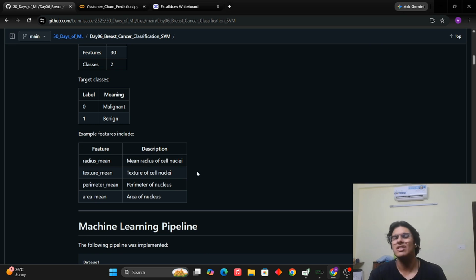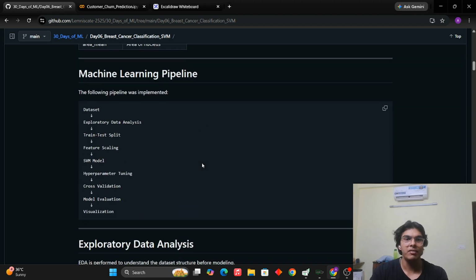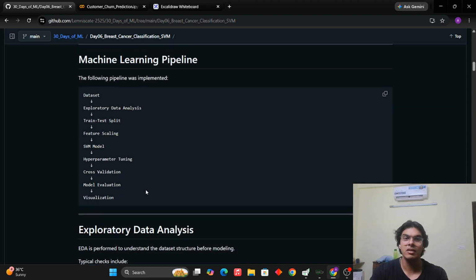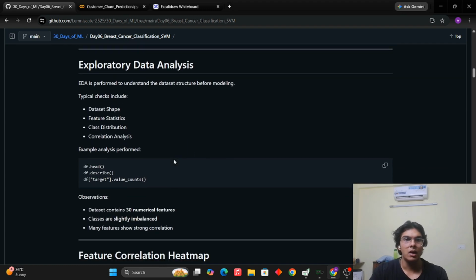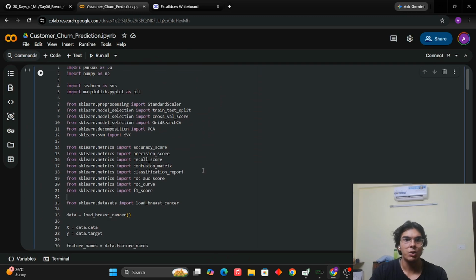so these are some of the features that we see in the data set. There are 30 such features, by the way. So it's a massive data set. Mean texture, mean perimeter. You can try it out yourself. This is the pipeline that we implemented. This is the same one we have implemented for all the days till now. It has not changed. Okay. Data set, EDA. Now, what have we done in the EDA? Let me show you in the code.